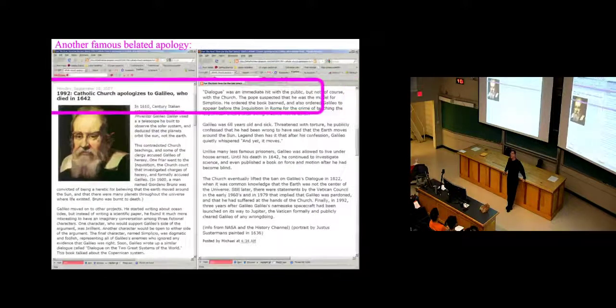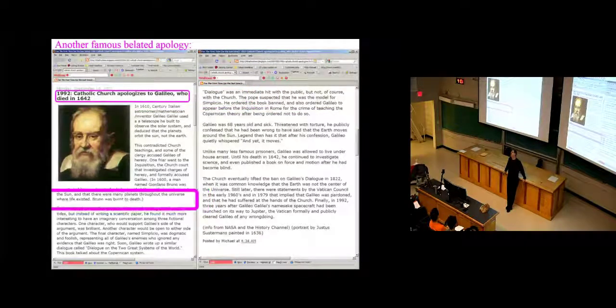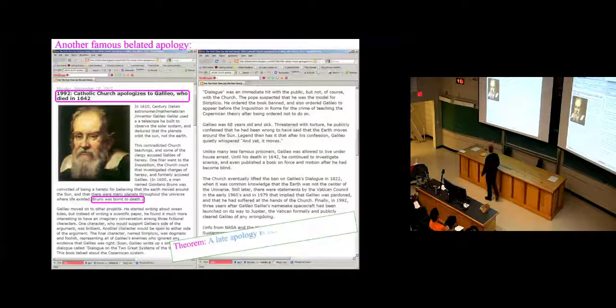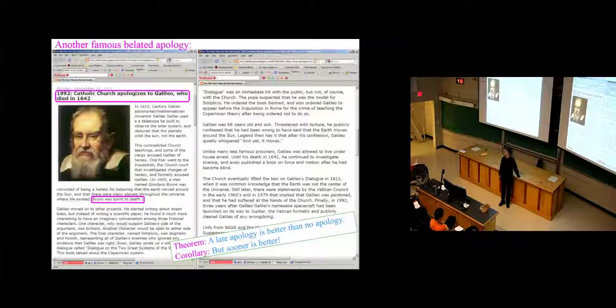So the apology to Galileo by the Catholic Church took 350 years for them to finally say, okay, we were kind of off kilter for how we treated Galileo, putting him under house arrest for saying the Earth is not the center of the universe. So, you know, the meta theorem there is that a late apology is better than no apology, but the corollary is that sooner is better. If you've done something wrong, it's good to apologize, but try to do it sooner rather than later. Some politicians can take a lesson from that wisdom here.